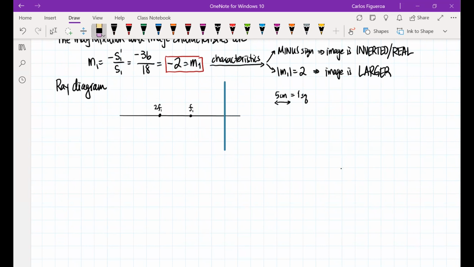So now I need to identify where my object starts. My object is at 18 centimeters. So if it's at 18 centimeters, I'm going to say that my object is going to be about right there. So here I go. My object, let's say, is 1 square. And so what this is telling me is that the distance from here to here is S1.